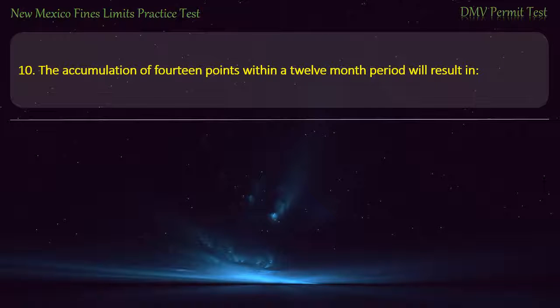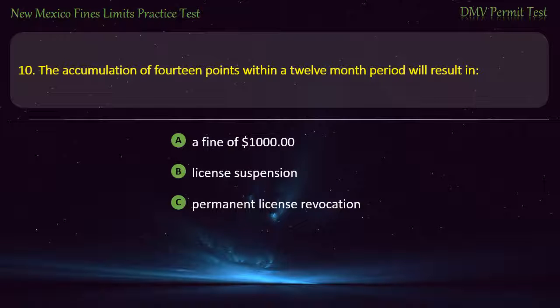Question 10. The accumulation of 14 points within a 12-month period will result in a fine of $1,000, license suspension, permanent license revocation. None of these answers are correct. Answer. License suspension.